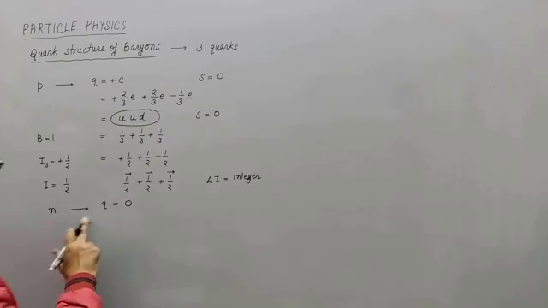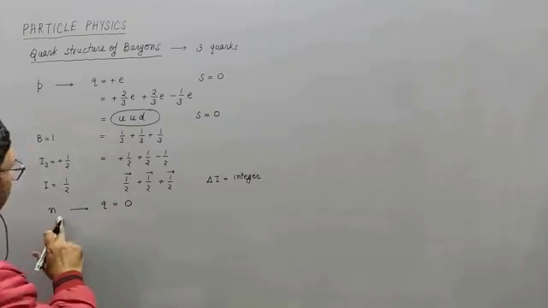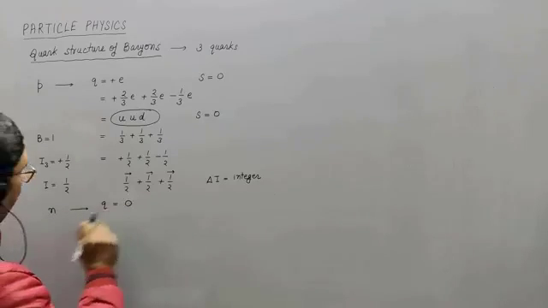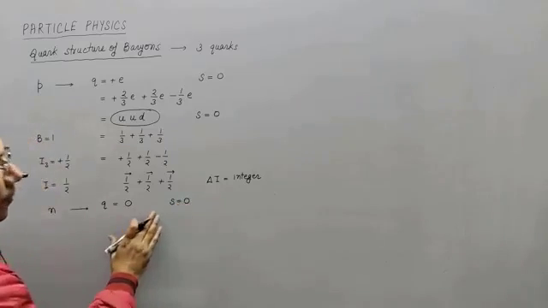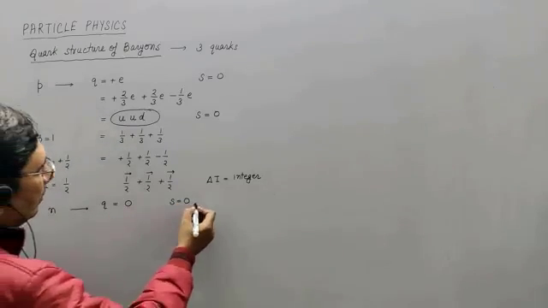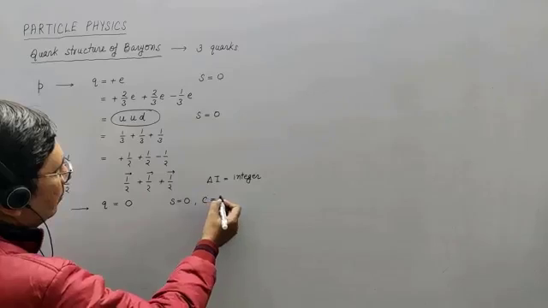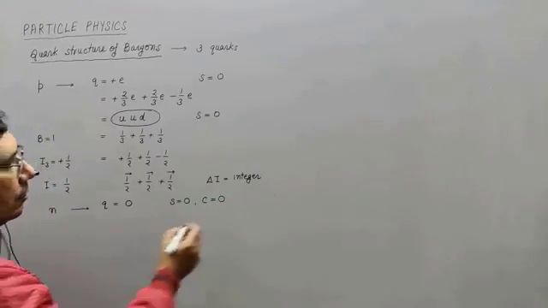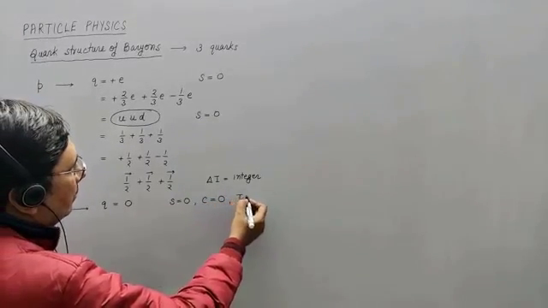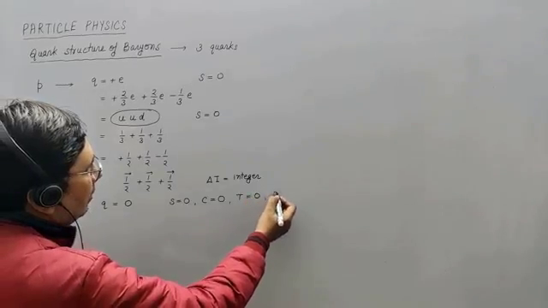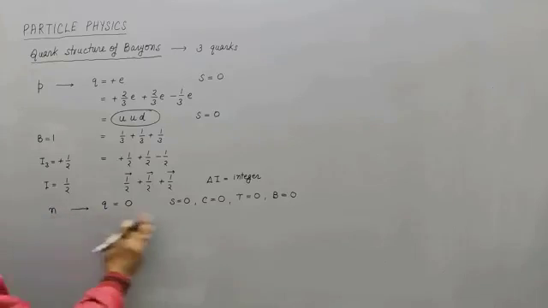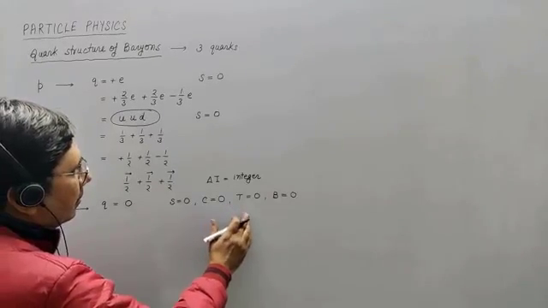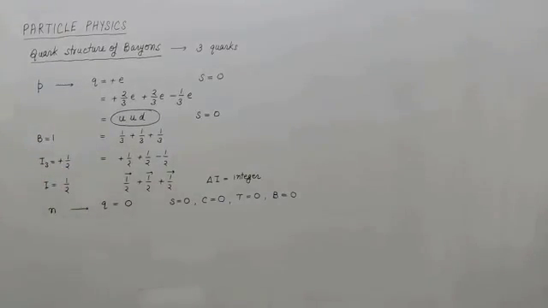Baryon number, basically for this n, baryon number is 1. What is the strangeness number for this? Strangeness number is 0. So strange quark is not involved here. Charm number is 0. So charm particle is not involved here. Top and bottom quantum numbers, all these 4 quantum numbers are 0 for this neutron. So automatically corresponding quarks are not involved in the structure or in the formation of this neutron.